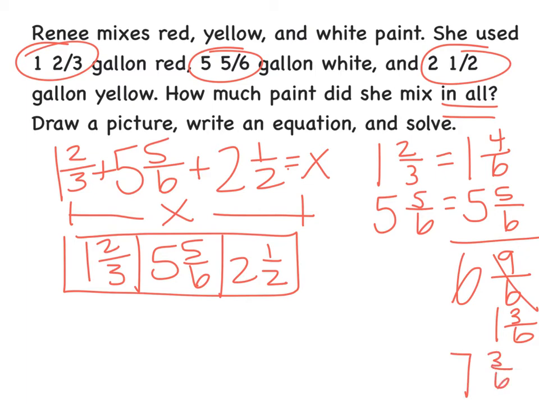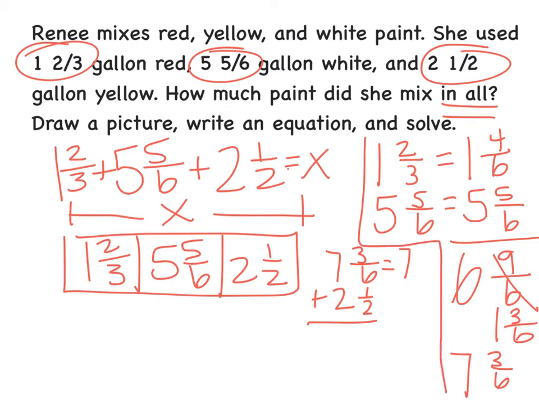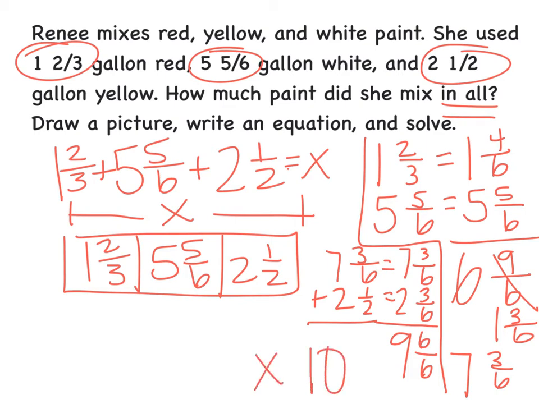Now I added the first 2 numbers, so now I need to add 7 3/6 plus 2 1/2. Again, I'll make equivalent fractions, which this can stay, I'm just going to put that over to the side, as 6ths. So 2 3/6 is equivalent to 2 1/2. Now I can add my fraction pieces, which is 6/6. 7 plus 2 is 9. 6/6 is 1 whole, so I have 9 wholes and 1 whole, so my final answer is 10 wholes, 10.